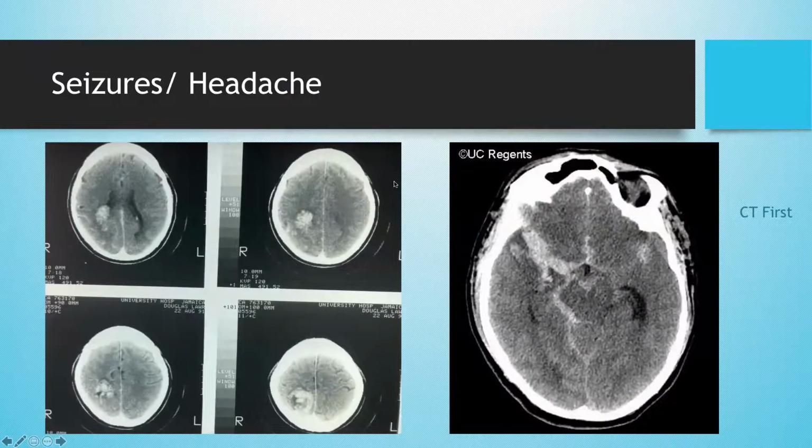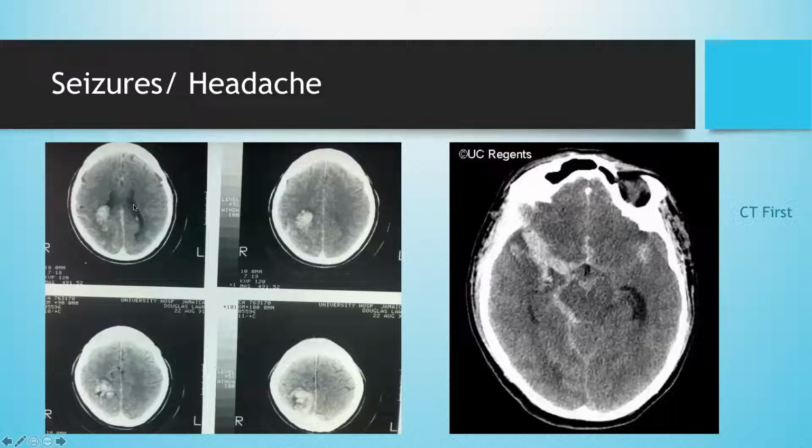Right, so I'm going in the right direction. So here we have a patient who would have presented with seizures, and this patient would have had headache. And in cases like this, both for seizures and headache, doing a CT first is quite acceptable. So the patient on the right has fresh blood in the subarachnoid space, the cisterns, consistent with a ruptured aneurysm, more likely on the right side.